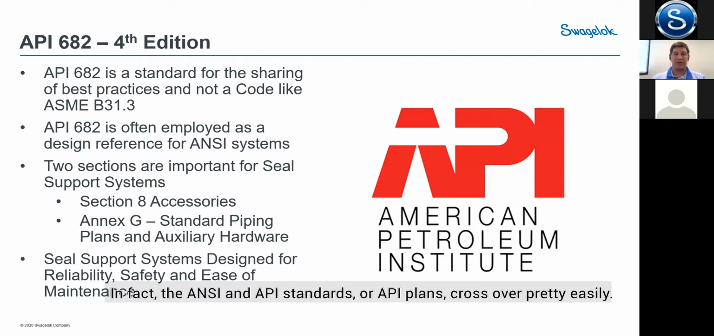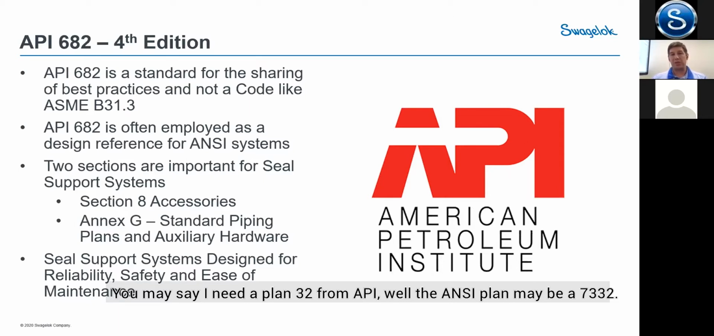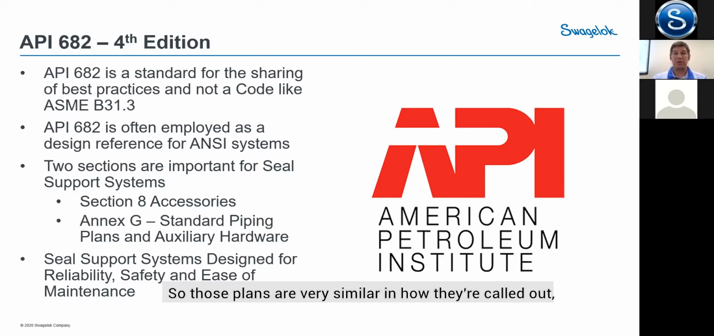In fact, the ANSI and API standards or API plans cross over pretty easily. You may see, oh, I need a plan 32 from API. Well, the ANSI plan may just be a 7332. And so those are going to be very similar in how they're called out and the features that you should have within each one of them.